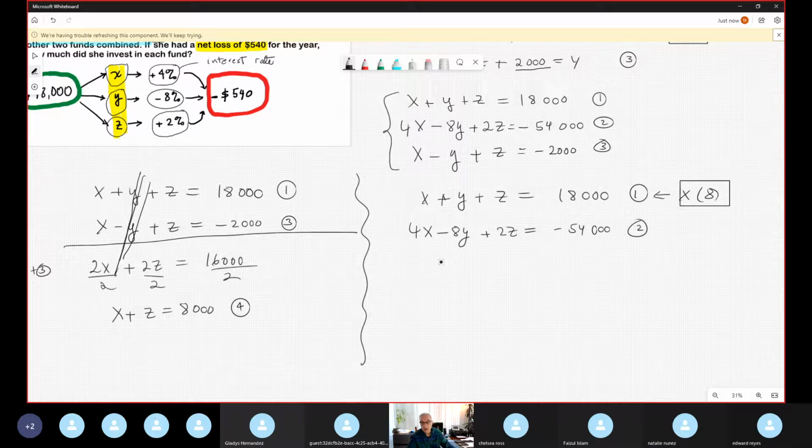Multiply the first equation by 8. You multiply, you have 8x plus 8y plus 8z is equal, and multiplication 8 times this. Let me check it out in my calculator. This you multiply 18,000 times 8. Oh yes, it's 144,000.